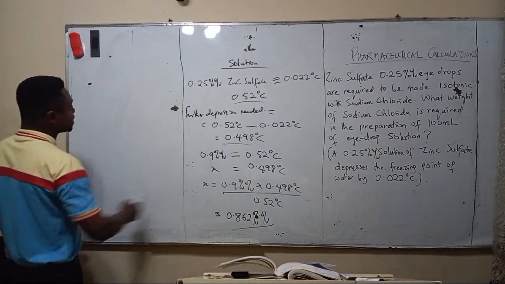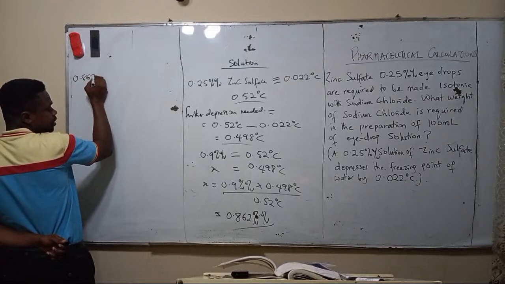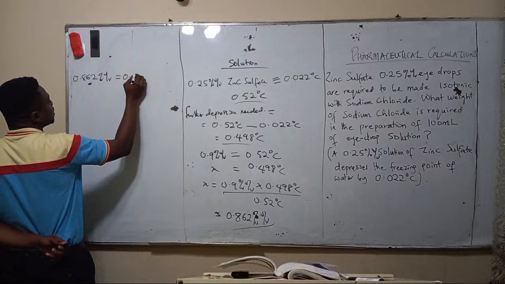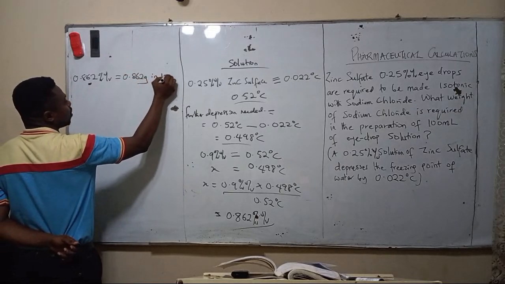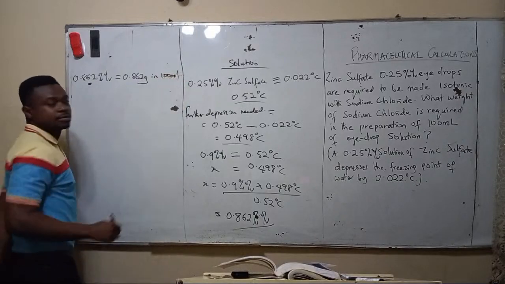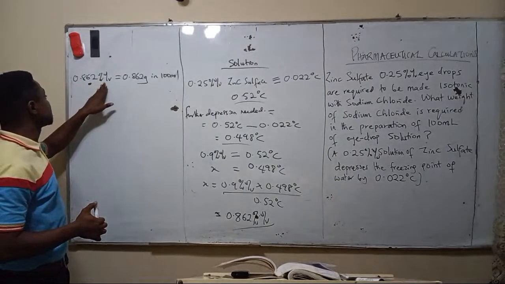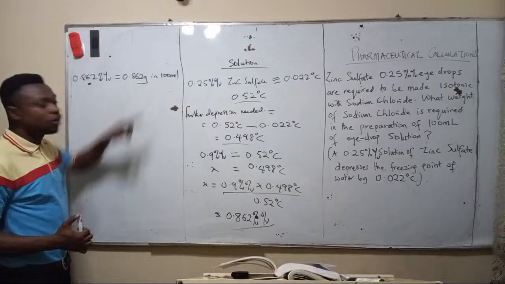So if we open this up, 0.862% weight in volume is the same as saying 0.862 gram of sodium chloride in 100 ml. That's the meaning of this 0.862% weight in volume.